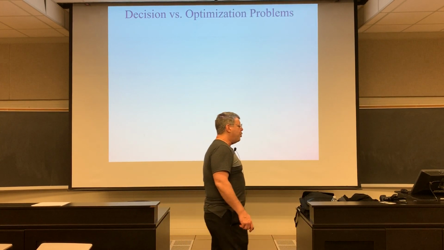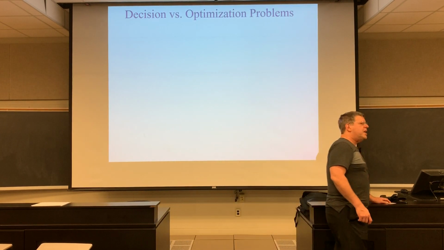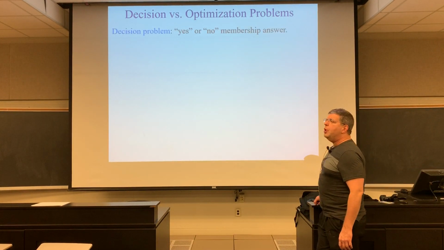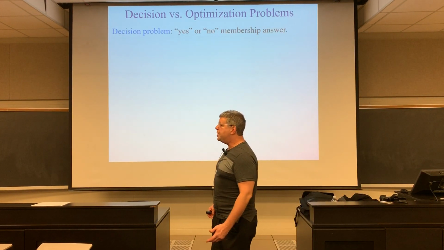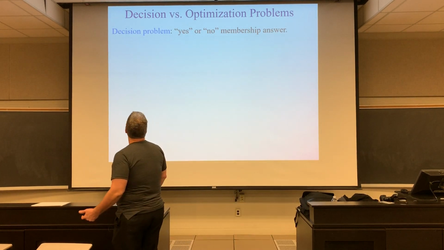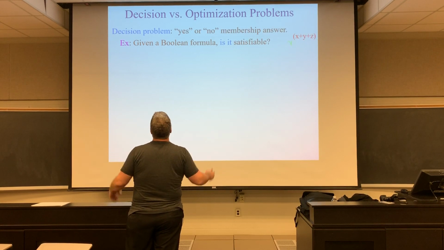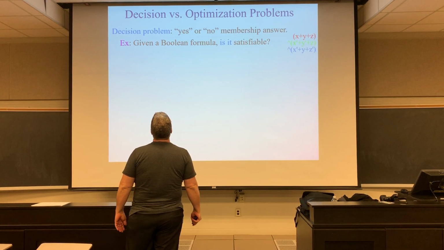But first, let's go back to the issue of decision versus optimization. If you have a decision problem, it's a yes-no question. It's a Boolean query. So it's a set membership, like in the A and in the B, in this abstract diagram that we keep alluding to and seeing over and over again.